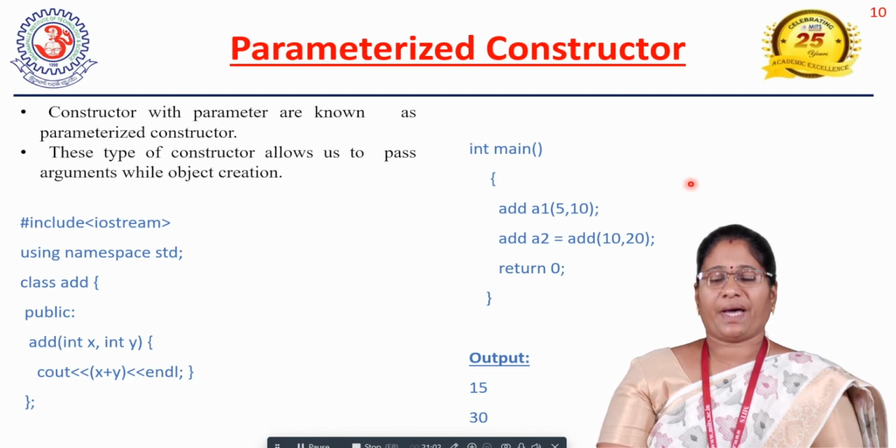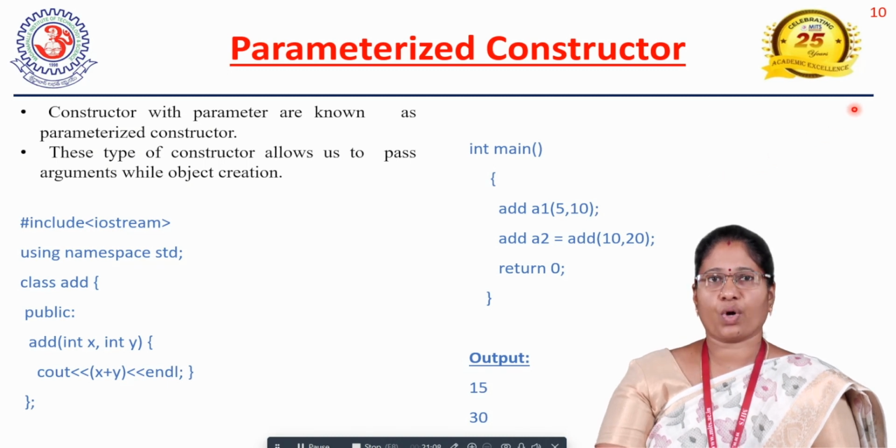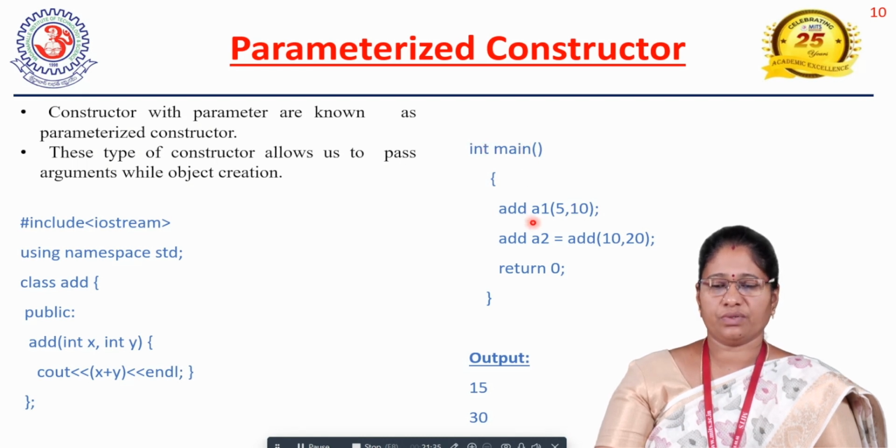Another one is the parameterized constructor. Parameterized constructor means we pass some arguments to the member function. It allows us to pass arguments while creating the object. So when you use the constructor member, you have to pass some values. When we create an object, you pass some values through the arguments, and those values are assigned to the data members. That is called the parameterized constructor.